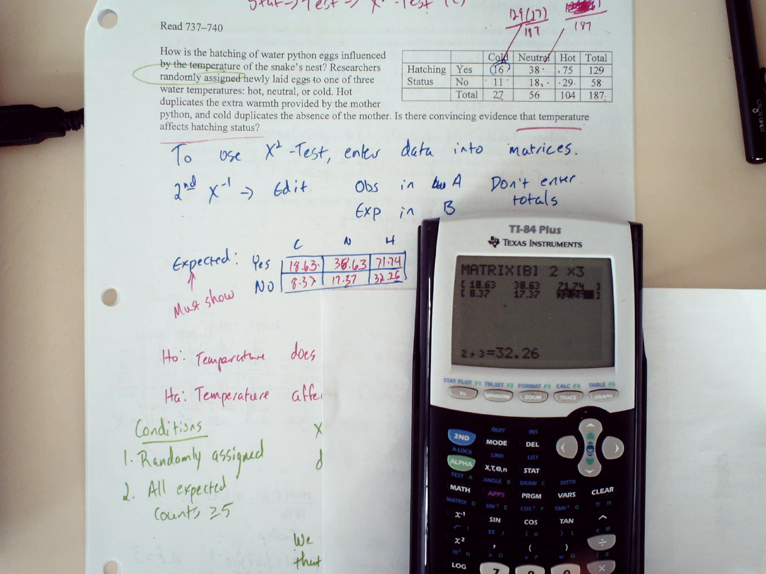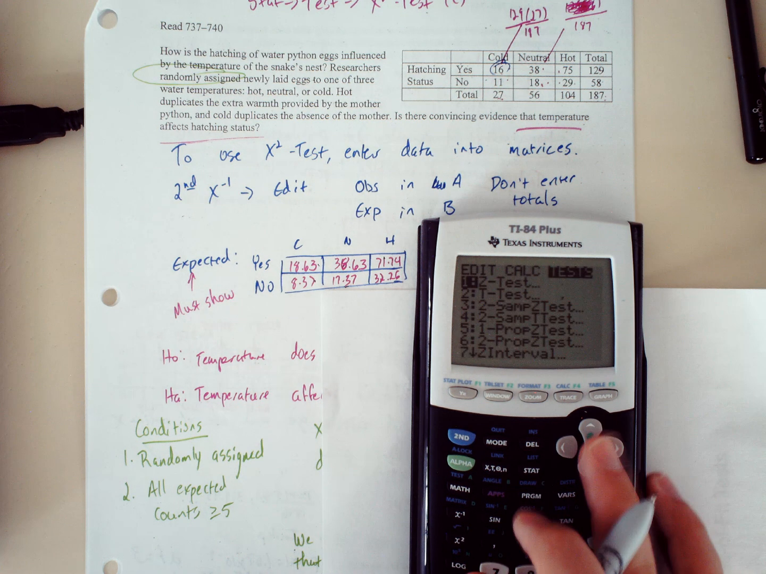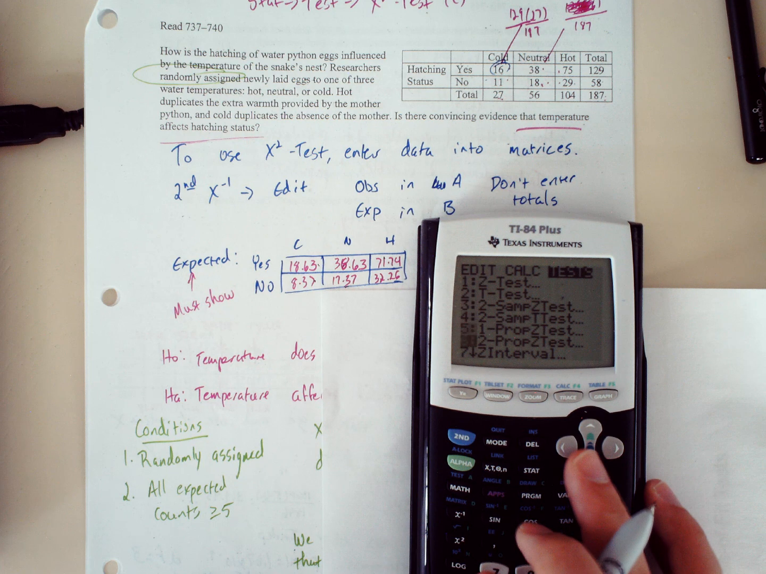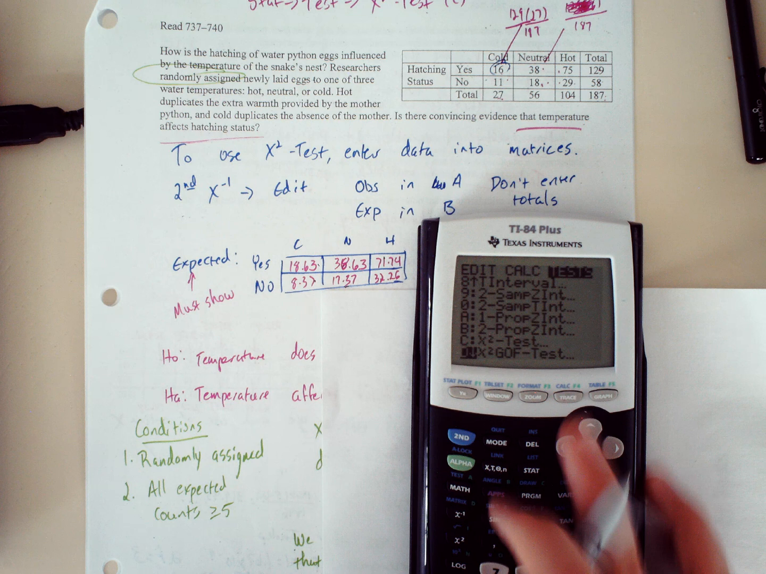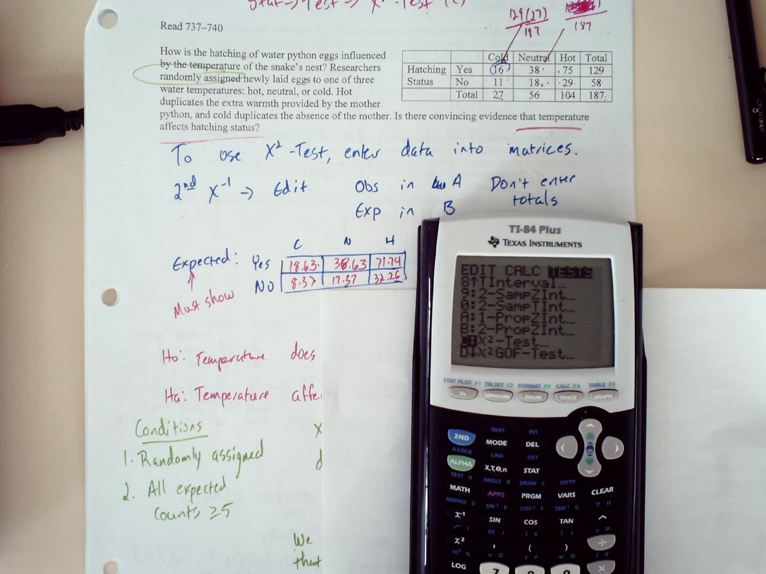After I've done my two matrices, I could run the test. So stat over to tests, and I'm going down to letter C, which is a chi-squared test. Last class, we did chi-squared goodness of fit. This is just a regular chi-squared test, C.